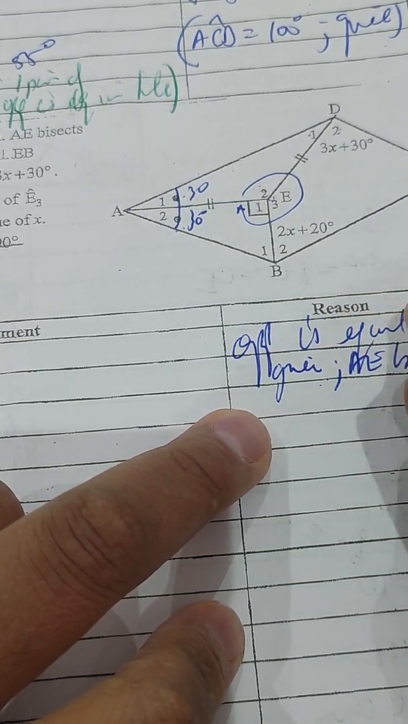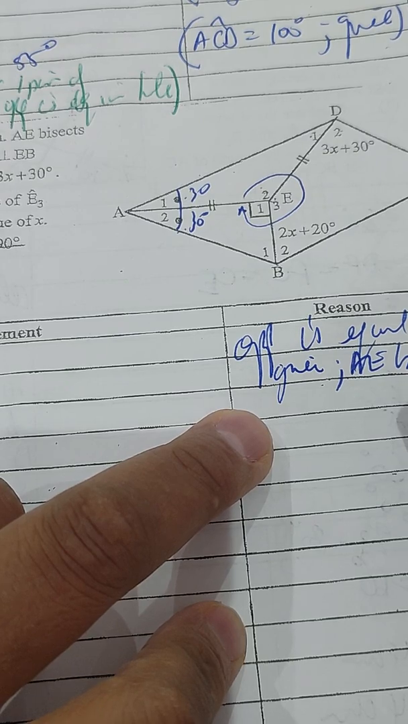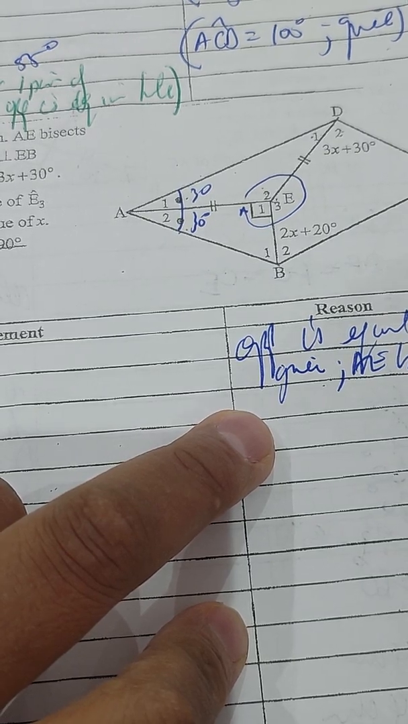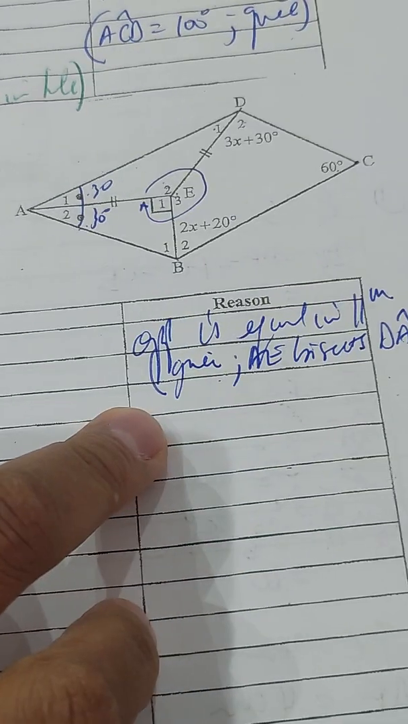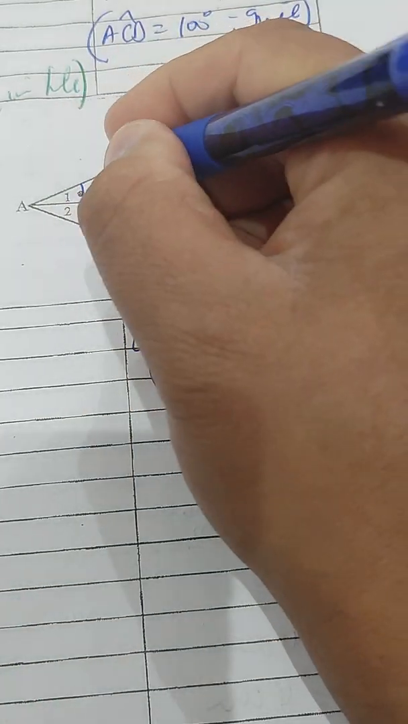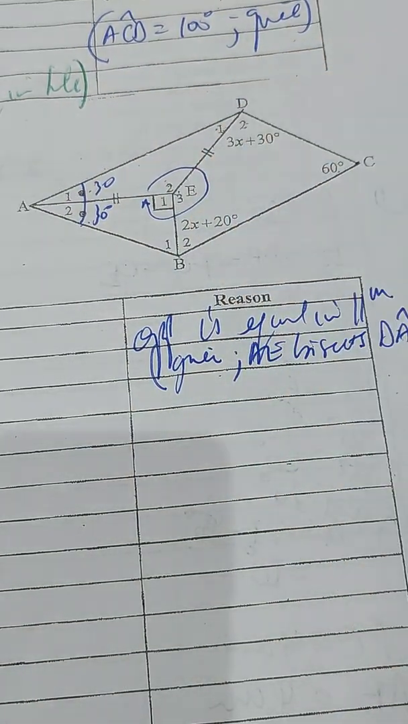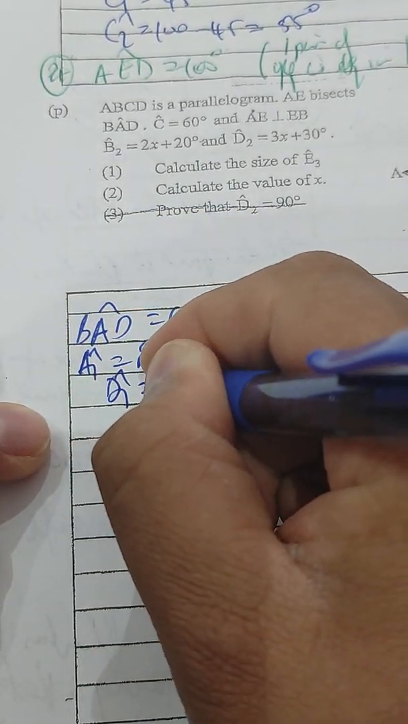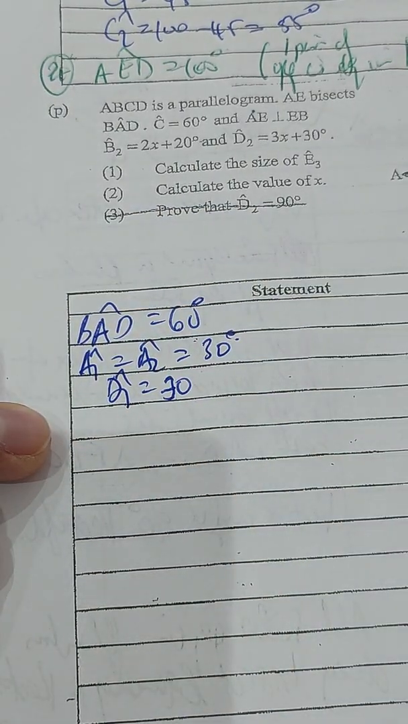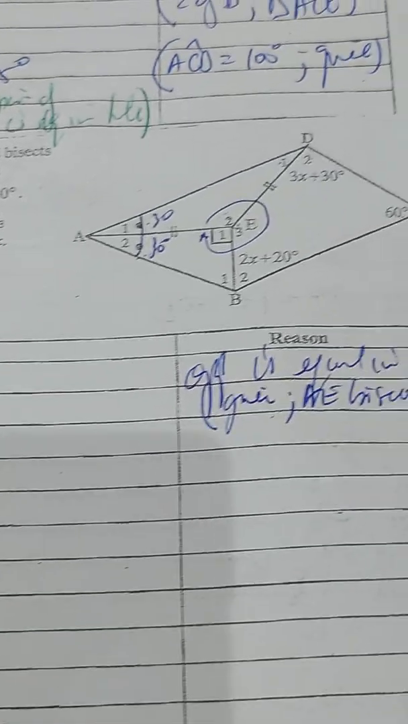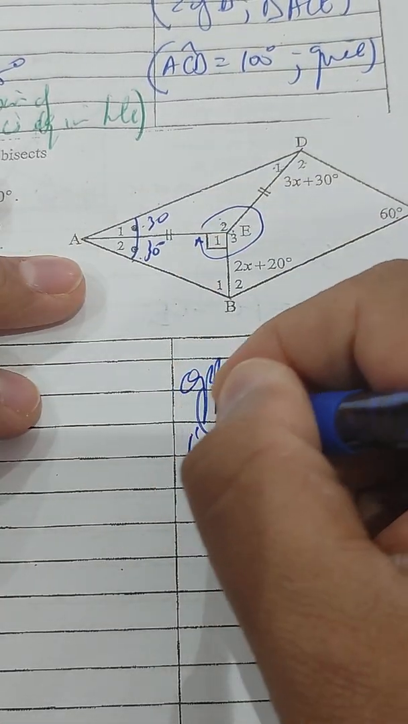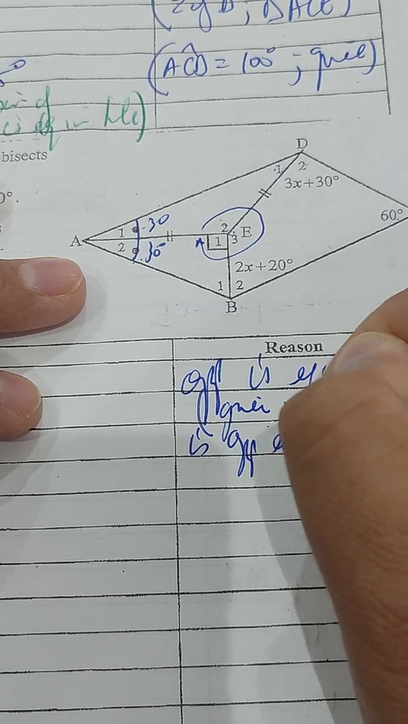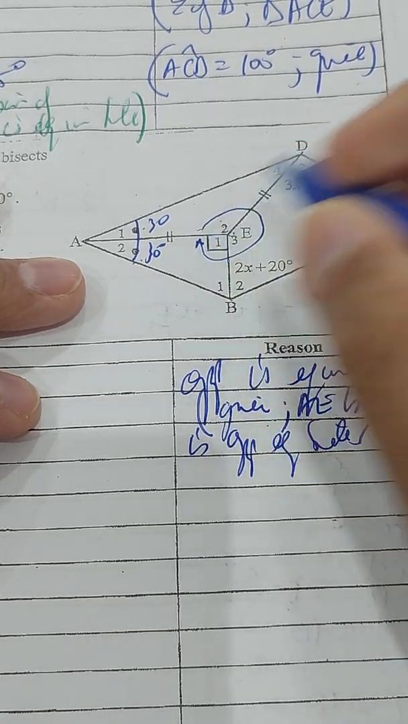that AE bisects DAB. Okay, so that's given equal there. So there's 30 degrees. So D1 is also going to be 30 degrees. Why? Because it is angles opposite equal sides. Okay, as you can see, that is given equally.